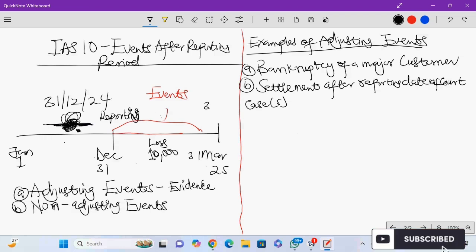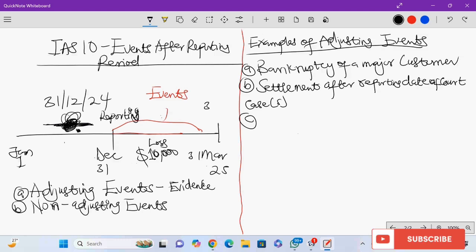So when you lose a court case, we have lost, and as a result of that, we have to pay an amount of $10,000. So this $10,000 would have to affect our January to December figures. Why? Because evidence existed between January to December. There were some conditions because the court case started from January to December, right? So if after December the court rules that we have to pay some liability, then this becomes an adjusting event.